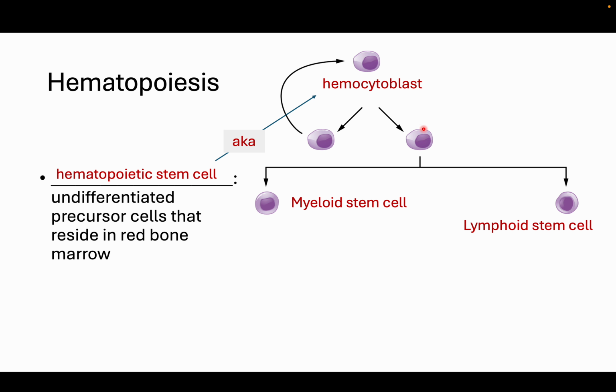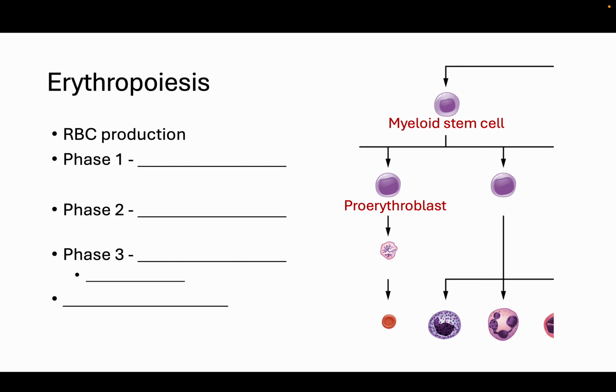But another daughter cell can differentiate and ultimately give rise to either the myeloid stem cell or the lymphoid stem cell. We'll talk about both of these in a while, but the myeloid stem cell is the population that ultimately gives rise to red blood cells. So erythropoiesis starts with the myeloid stem cell.